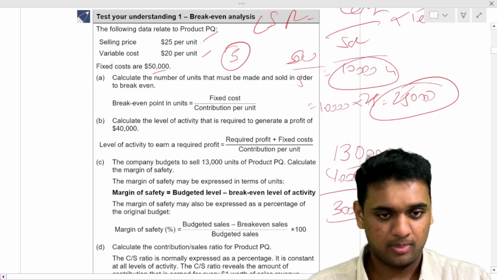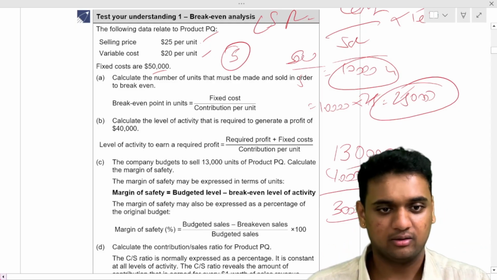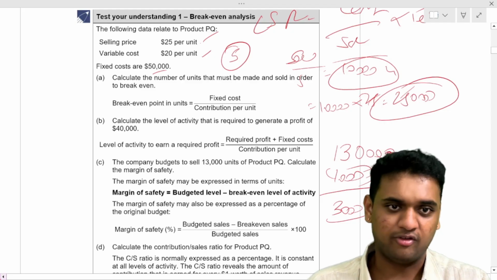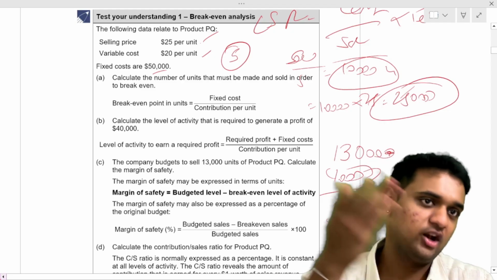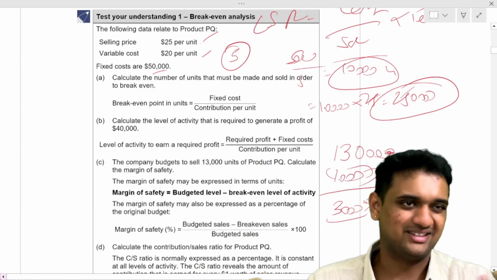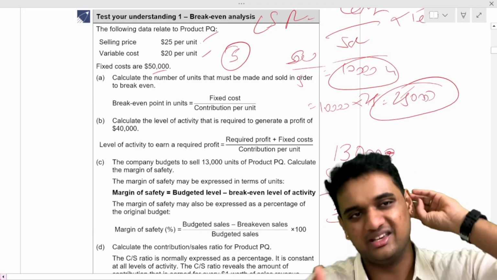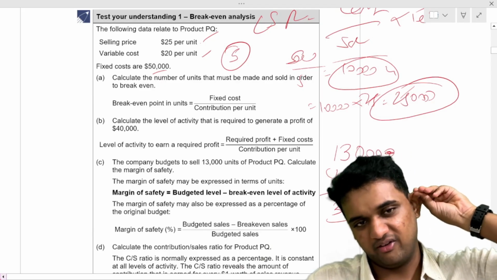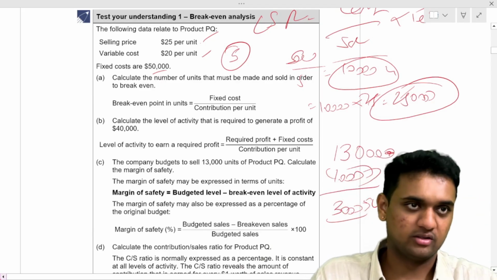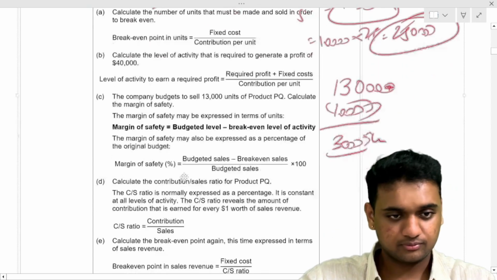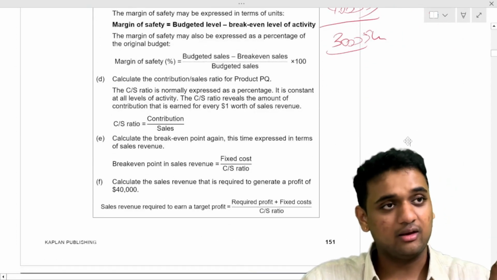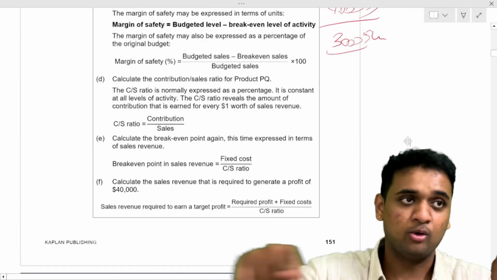Understood? Or you can take total contribution, with total 13,000 units. 5 into 13,000 units divided by 25 into 13,000 units into 100, you get the same answer. It is advisable to do the per-unit version because it is an easier formula. When we have per unit, why unnecessarily take all units? Understood? CS ratio. Okay.